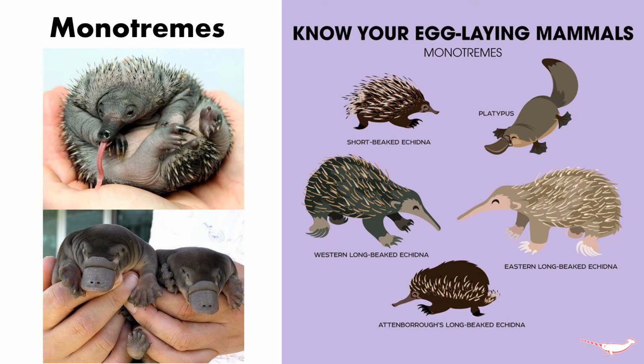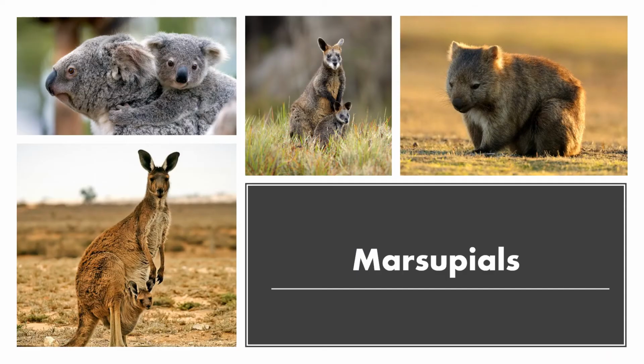So the monotremes are going to include things like platypus and echidnas, and I don't know about you, but I think this is probably one of the cutest pictures I've ever seen of these little baby platypuses, or platypi. I'm not sure how you say the plural. Here are different marsupials. So we have kangaroos, we have koalas, we have a wallaby, which looks like a smaller version of a kangaroo, and a wombat.